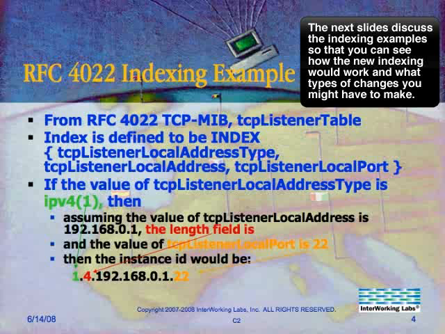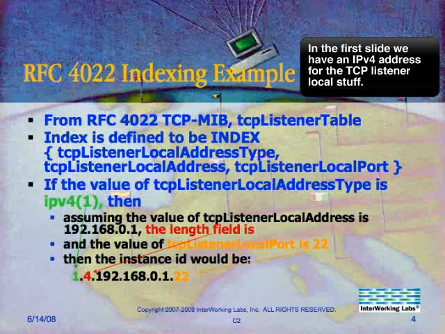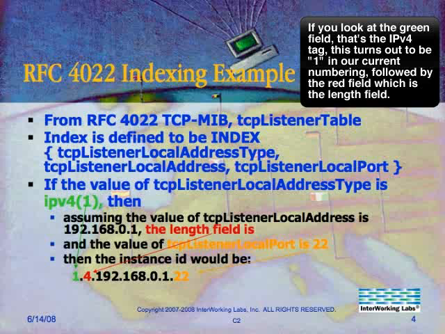The next slides discuss an indexing example so that you can see how the new indexing would work and what type of changes you might have to make. In the first slide, we have an IPv4 address for the TCP listener local stuff. If you look at the green field, that's the IPv4 tag. This turns out to be 1 in our current numbering, followed by the red field, which is the length field.